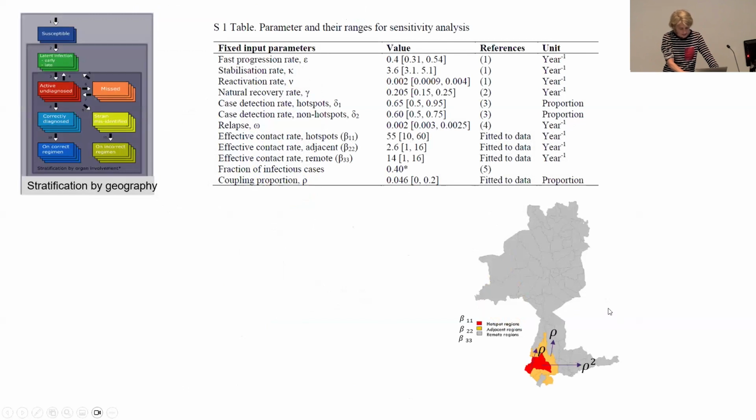That coupling matrix had one parameter, as you can see here, which is rho, and we had to fit those 4 parameters, which is hard enough to do when the only data that you have is notification data by year. But having done that, having said, okay, we fitted this and we know that the hotspots have a certain transmission rate per person per year, and the adjacent and cold spots have a much lower transmission rate per person per year.